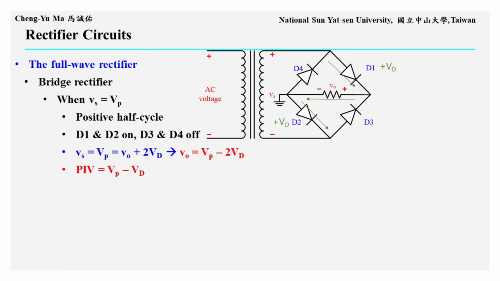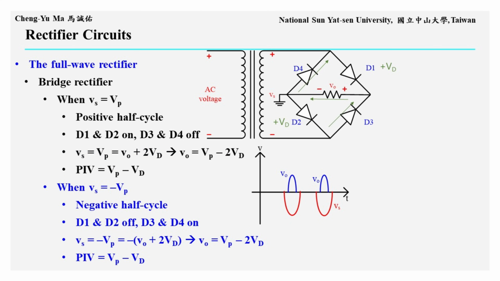At the same time, we also check the PIV of D3 and D4 during the positive peak. Since Vs equals Vp, the potential difference between the cathode of D4 and the anode of D3 is Vp. Because D2 is conducting, one diode drop Vd is already taken away from the peak voltage. Therefore, the reverse voltage across D4 is Vp minus Vd. By the same reasoning, the reverse voltage across D3 is also Vp minus Vd. So the PIV of D3 and D4 is Vp minus Vd, which is almost half of the center-tapped rectifier value, 2 Vp minus Vd.